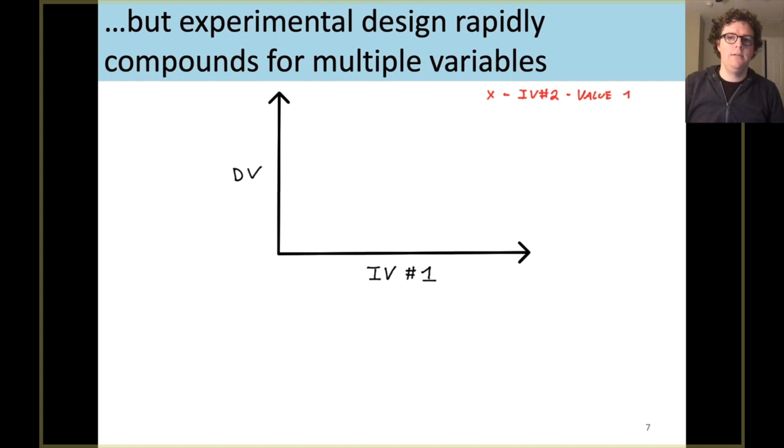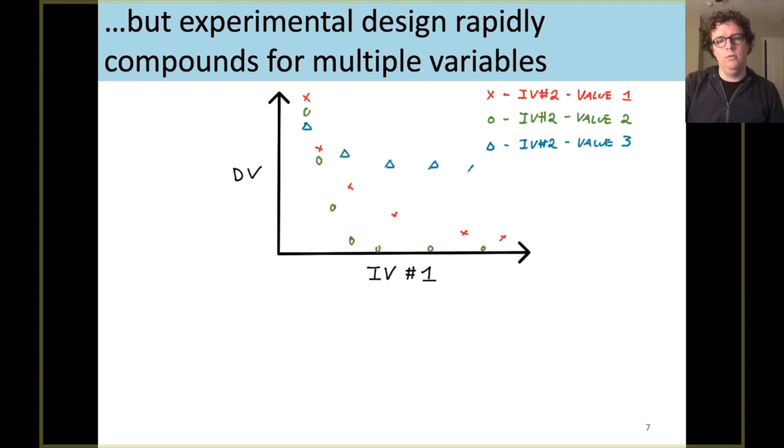So here's our same plot. Independent variable number 1 on the x-axis and a dependent variable. But now if we consider there's some other variable, in red here I've labeled these as independent variable number 2 at its first value. So maybe this is cohesion of the sediment. Well, then you'd want to systematically vary that too. So you might vary it at 2 or 3 or several values for the second independent variable. And what happens is you get exponential growth of how many experiments you would need.